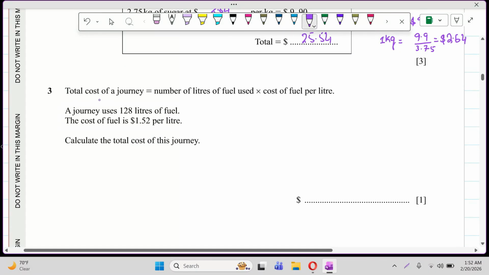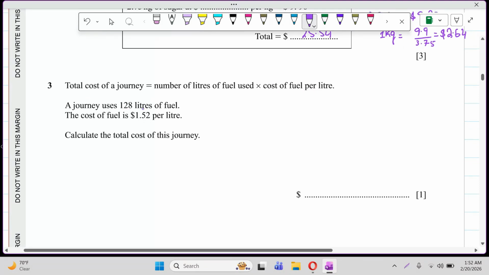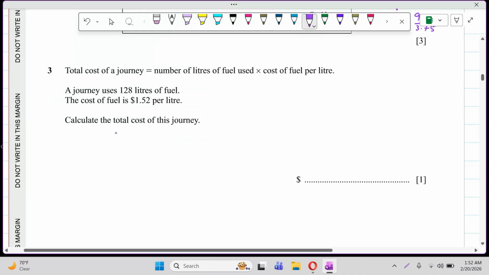Question number 3. The total cost of the journey is equal to the number of liters of fuel used multiplied by the cost of the fuel per liter. Our journey uses 128 liters of fuel. The cost of the fuel is $1.52 per liter. Calculate the total cost of this journey.